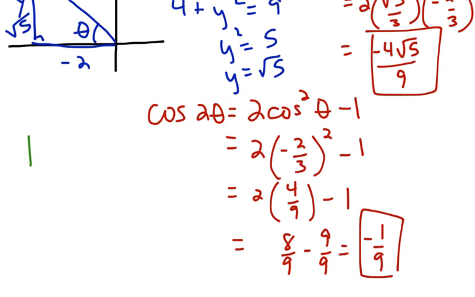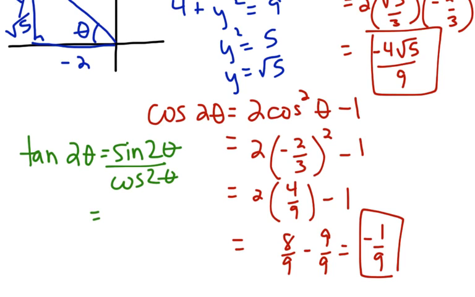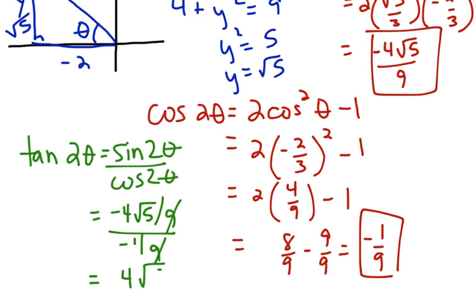For tangent, instead of using that obnoxious formula they gave us, I'm just going to do the sine of 2 theta over the cosine of 2 theta. I know the sine of 2 theta is negative 4 the square root of 5 over 9, and I know the cosine of 2 theta is negative 1/9. Those 9s are going to cancel, and you end up with positive 4 the square root of 5.